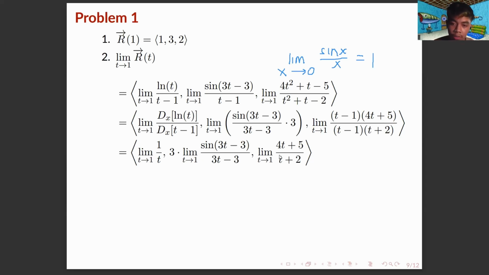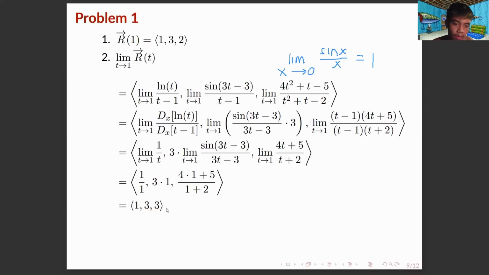And for the last one, we have the limit of 4t plus 5 over t plus 2. So we can proceed by substituting t is equal to 1 here because hindi na siya indeterminate. Okay, so therefore we have the following. So we have 1. For the second component, we have 3 times 1 using this rule. And for the last component, we have 4 times 1 plus 5 over 1 plus 2. And therefore, we have 1, 3, 3.